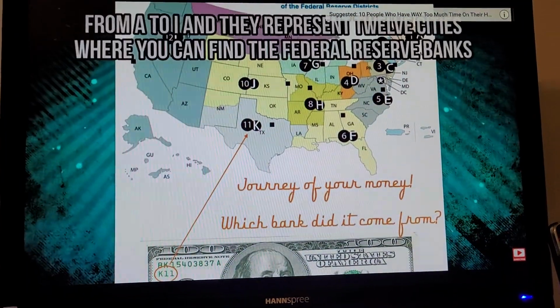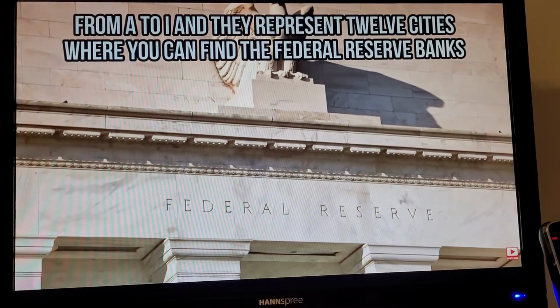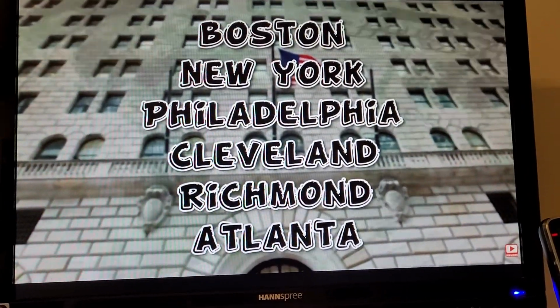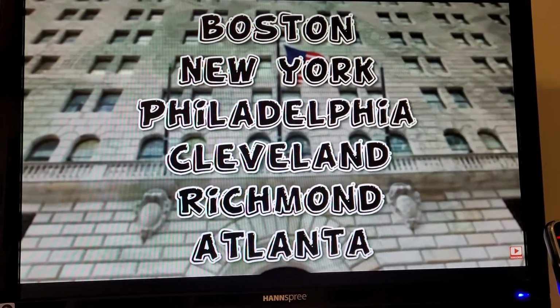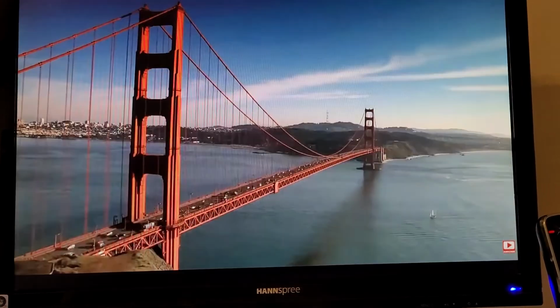These letters go from A to L, and they represent 12 cities where you can find the Federal Reserve Banks. You can find these banks in Boston, New York, Philadelphia, Cleveland, Richmond, Atlanta, Chicago, St. Louis, Minneapolis, Kansas City, Dallas, and San Francisco.